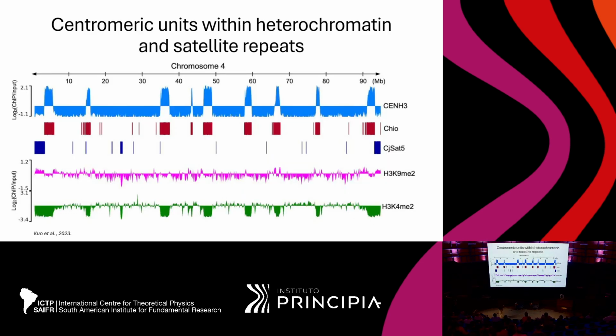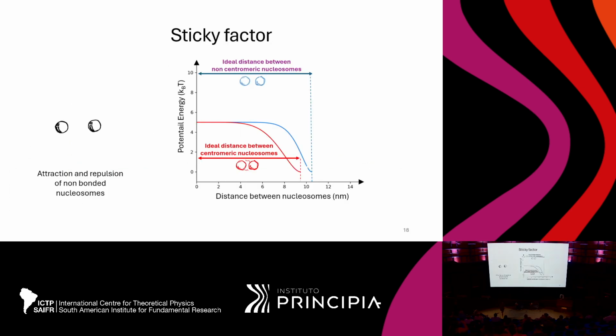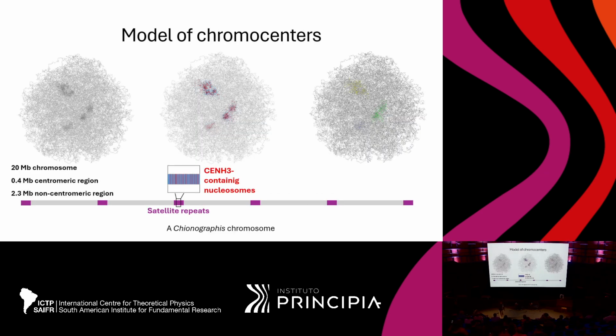And they did ChIP-seq for this plant, and they found out that whenever we have a CENH3 signal, we also have repeat and heterochromatin signals with it. So the centromeric units are clustered together with these repeat sequences and the heterochromatin. So I thought I should update the model, and what I did was, again, very simple. I just decided that the ideal distance between the centromeric nucleosomes will be a bit smaller than for the other nucleosomes, and this will bring them together, or at least closer, in this interphase-like model.